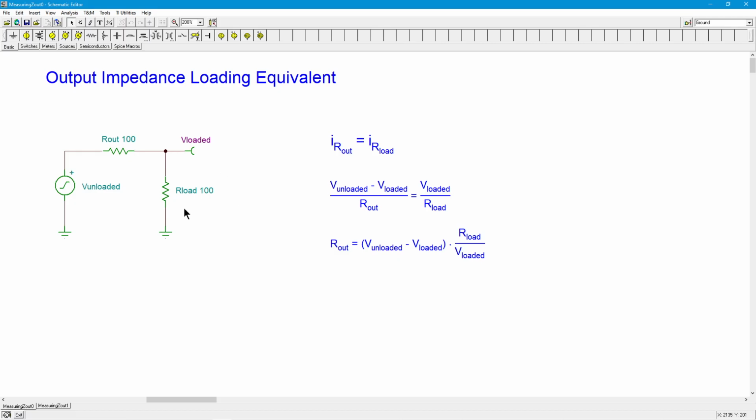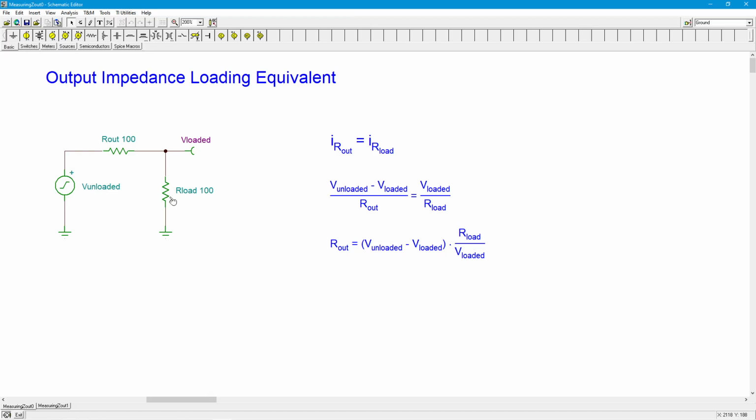Now, given the load, this just comprises a very simple series loop. We've got a source and we've got two resistors. So, you probably have already looked at this and realized if that's 100 ohms and this is 100 ohms, V loaded, in other words, the drop across our load, has got to be half of whatever this source is. Half of it drops on this 100 ohm, half of it drops on this 100 ohm, right? It's a basic voltage divider rule. But to calculate it out, if you know our load and you know V unloaded and V loaded, we can figure out what R out is. This is the technique.